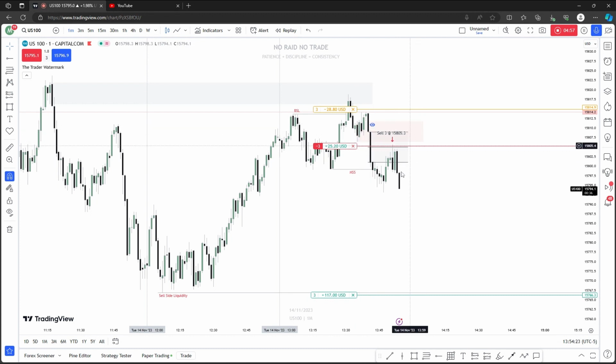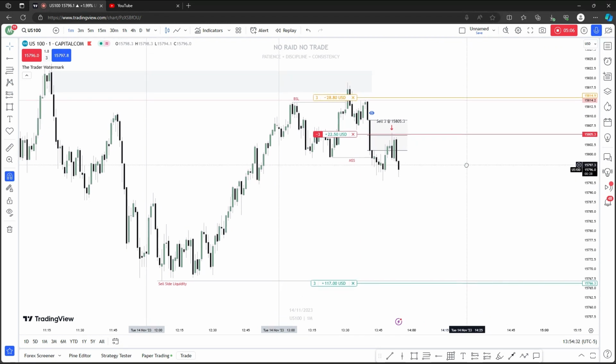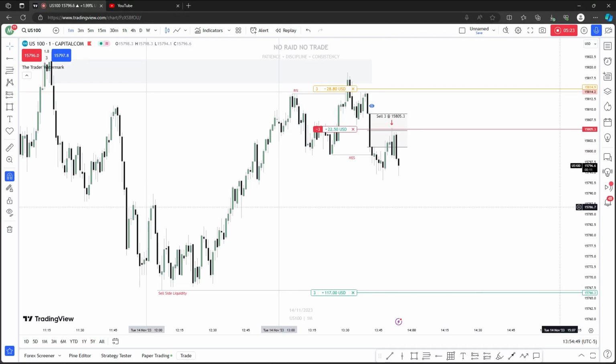So it's going to take a lot for price to just trade through that. But let's remove this mitigation block, because that's not part of the model. Okay, so you can see we had a lovely reaction within the consequent encroachment. For those who don't know what that means, it's the 50% of that entire fair value gap, right? So now we're just going to wait for price to do its thing.